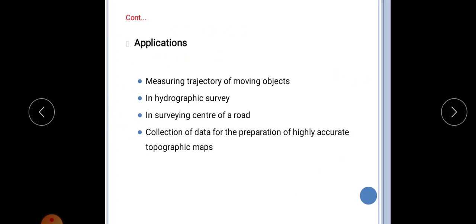As for the applications of kinematic surveying, it is used for measuring the trajectory of moving objects, in hydrographic surveys, in surveying the center of a road, and in collecting data for the preparation of highly accurate topographic maps. So for all these purposes we can use the kinematic surveying method.